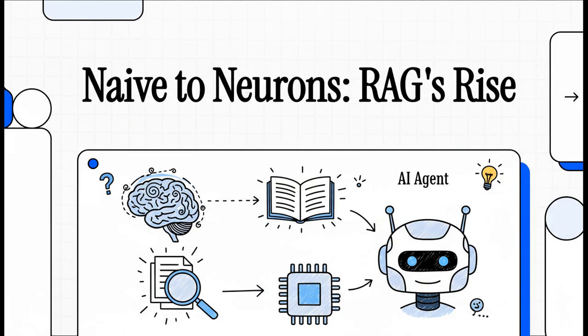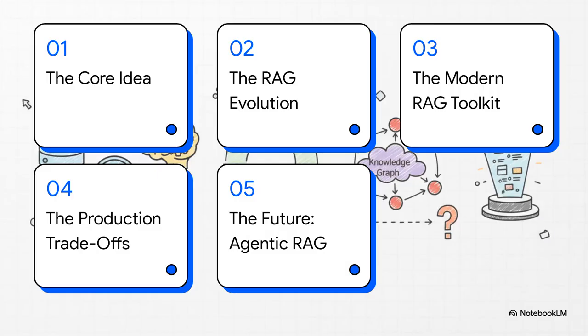So let's talk about Retrieval-Augmented Generation, or RAG. You probably heard the term, and for good reason. It has quickly become one of the most essential technologies for making AI more reliable, more knowledgeable, and frankly, more trustworthy. Today we're going to unpack how this seemingly simple idea exploded into the engine that's powering the next wave of AI agents.